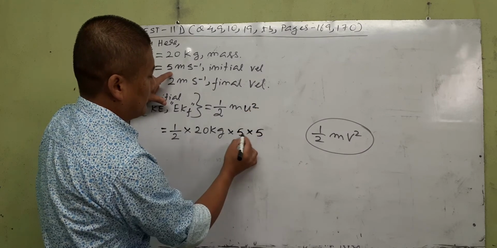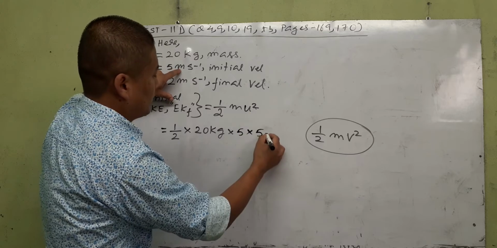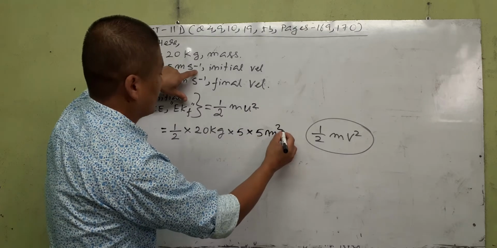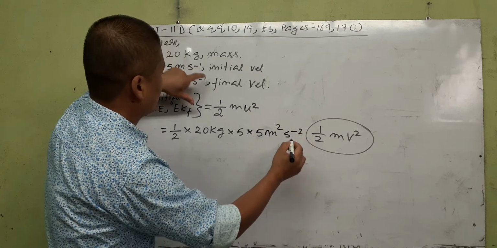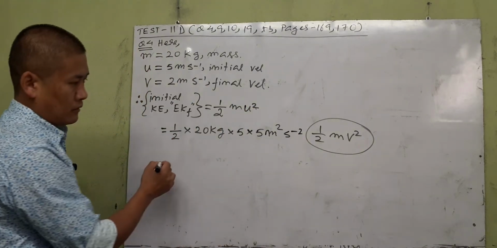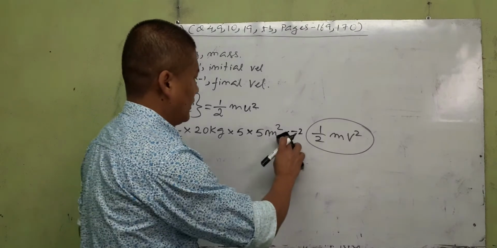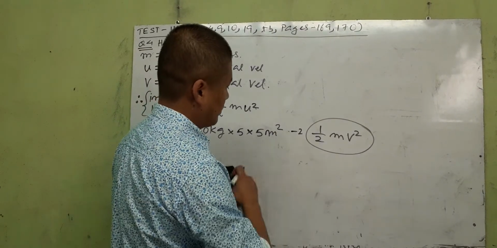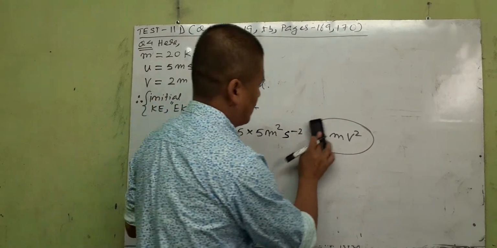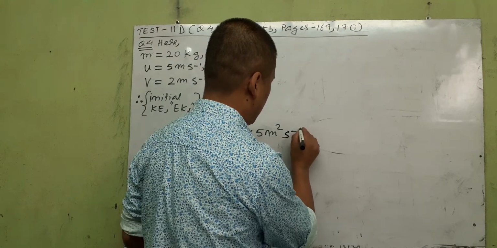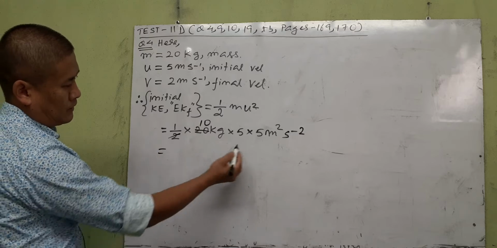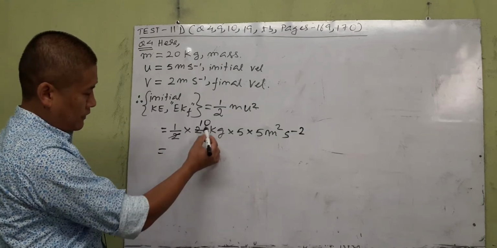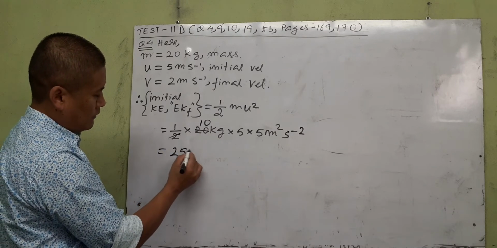Then square means 5 into 5, then square means this meter also will square. And the second to the power minus 1 will also become minus 2. So 1 into 2 square. So this is not, sorry, this is meter per second square, sorry. So once we're done with that, then we can write here 2 tens are 20, then 5 fives are 25, into 10 is 250 you will get.